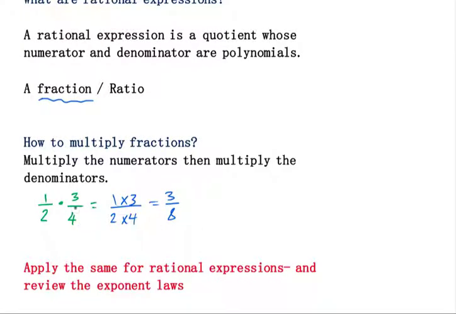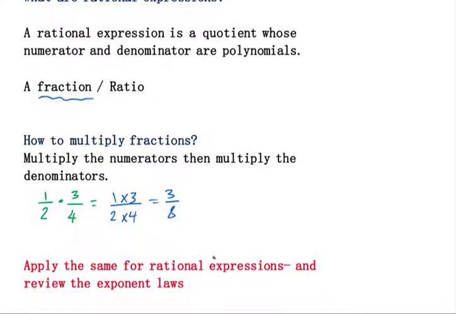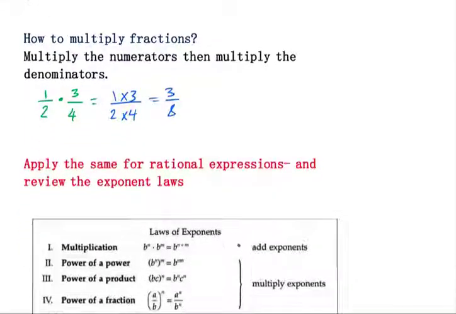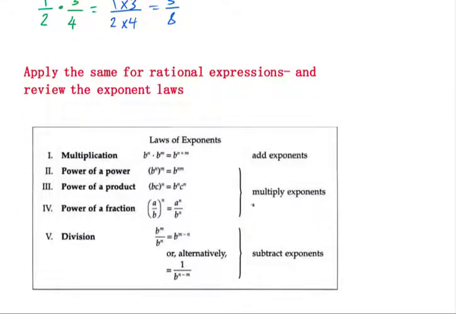Now, the same rule that we applied to multiplying these two fractions, we're going to apply to multiplying rational expressions. However, before we start, it's really important to review the exponent laws. Now, we have the law of multiplication. When you're multiplying two numbers that have the same base but different exponents, you maintain the same base and you add the exponents. When you are dividing, you subtract the exponents.